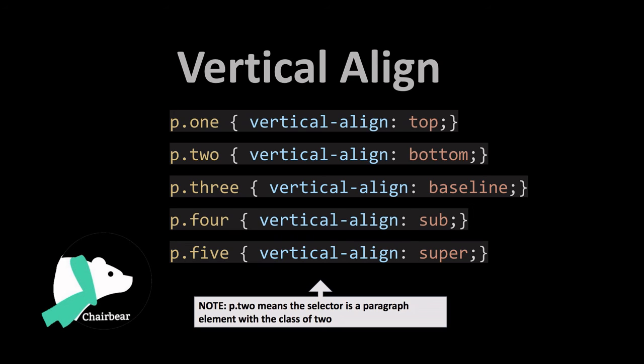The vertical align property does not act the same way for all elements, for example for block level elements such as divs.